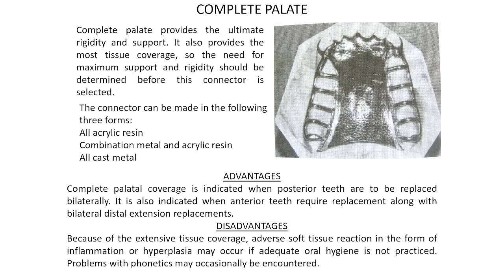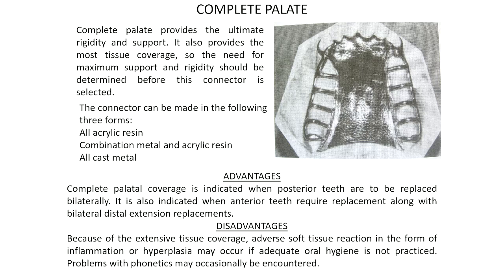It can be a combination of acrylic and metallic components, and it can also be made completely out of cast metal. Now, the advantage of a complete coverage palatal major connector is when the posterior teeth are to be replaced bilaterally. That is, there is edentulism in distal extension on both sides of the arch. And it is also indicated when the anterior teeth require replacement along with the bilateral distal extensions. That is, one or more anterior teeth might be lost along with the bilateral posterior distal extension.